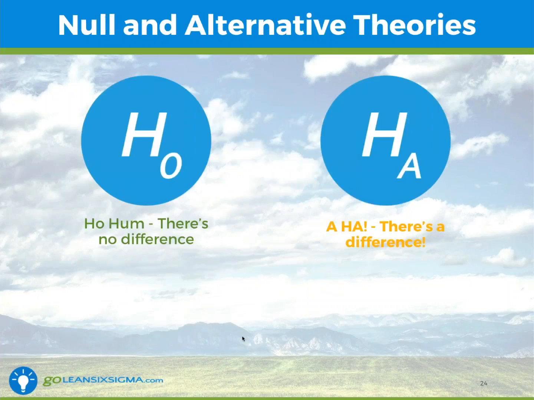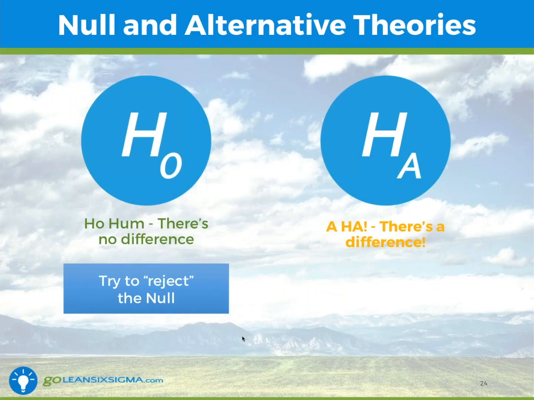All right, so here, the null and alternative appear as H sub 0 and H sub A. Null is 0, or the letter O. So the way to remember this is H sub 0, ho-hum, no difference, or H sub A, aha, there's a difference. So the null, nothing's going on, nothing to see here, keep moving. The alternative, there's something going on. I get to pursue my theory.